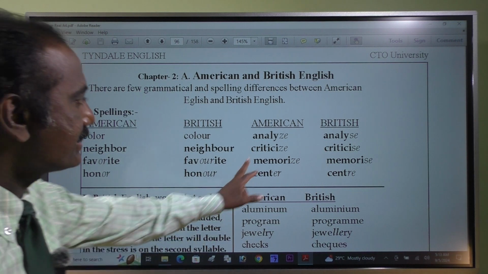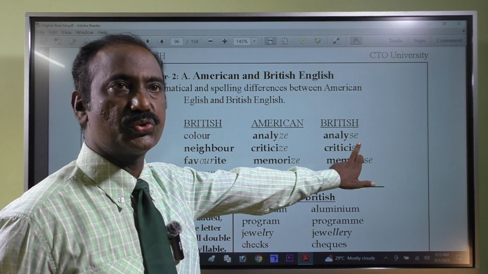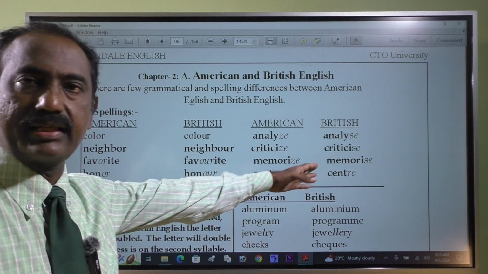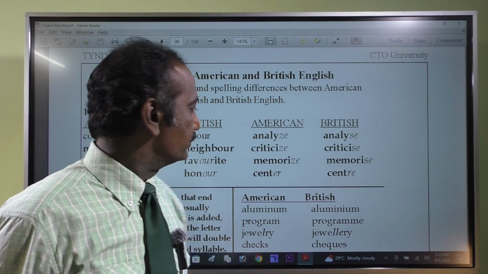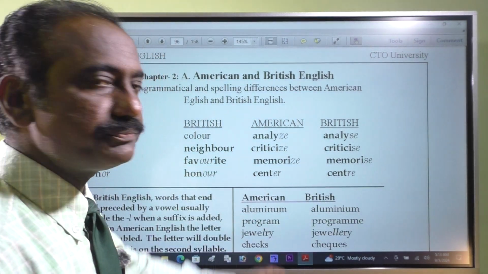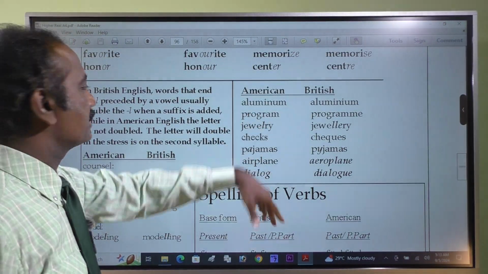In the same way, analyze: Americans use Z, Britishers use S. Analyze and analyse, criticize and criticise, memorize and memorise, center and centre. In the same way, there are some other spelling differences.